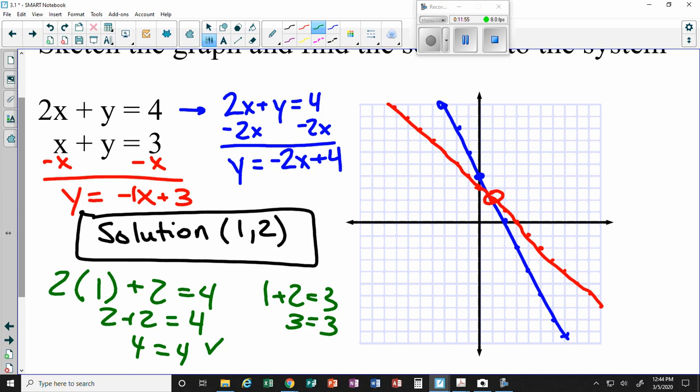What's that? Where those two lines intersect. So it's the point, always go left or right first. If I go to the right, it's positive x. If I go to the left, it's negative x. Up is positive y, down is negative y, right? So I went right 1, which is positive x, so positive 1x, up to positive 2y. All right?